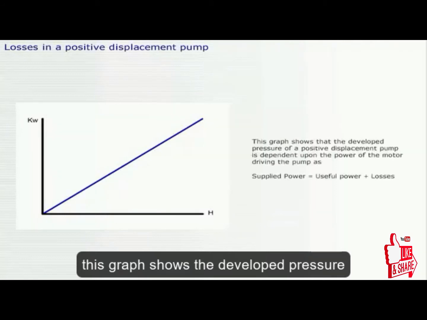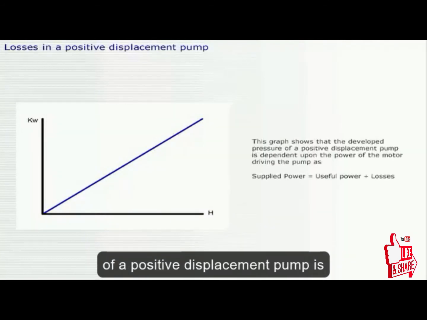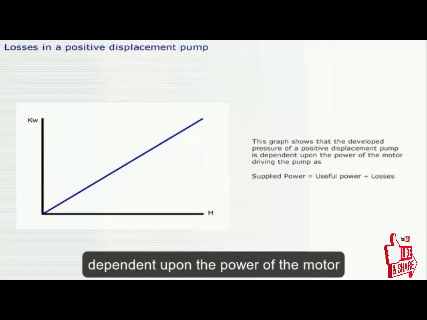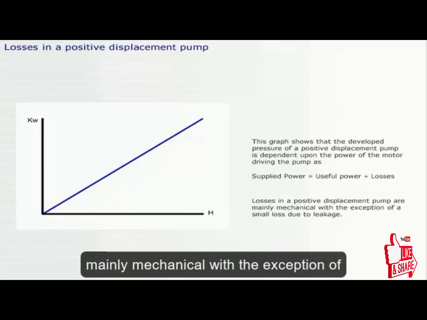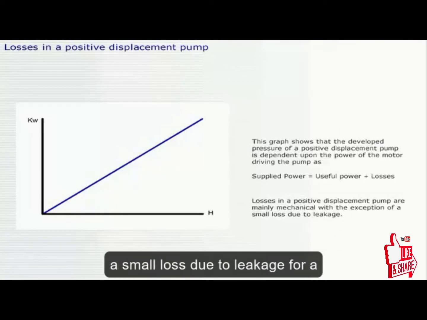This graph shows the developed pressure of a positive displacement pump is dependent upon the power of the motor driving the pump, as supplied power equals useful power plus losses. Losses in a positive displacement pump are mainly mechanical, with the exception of a small loss due to leakage.